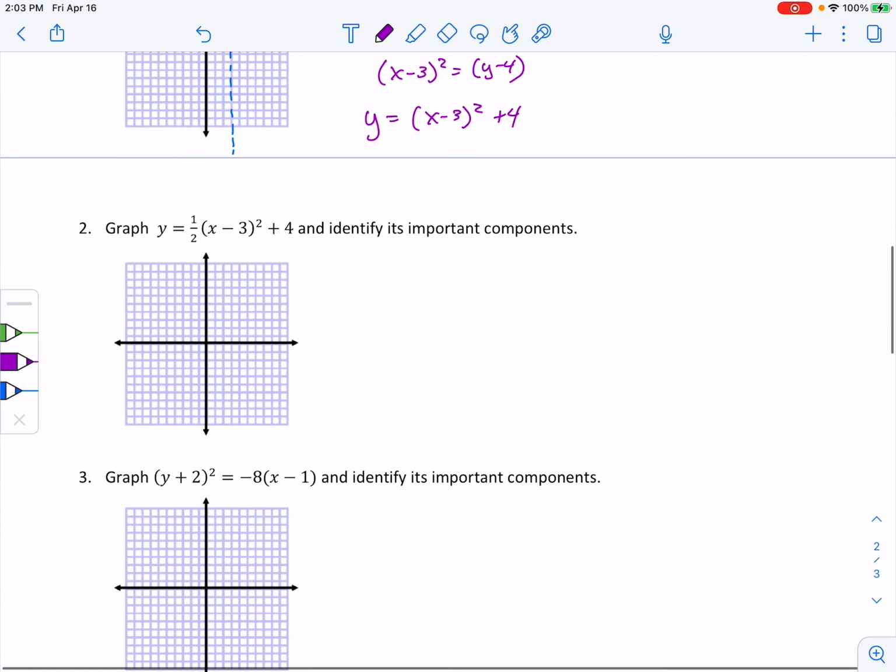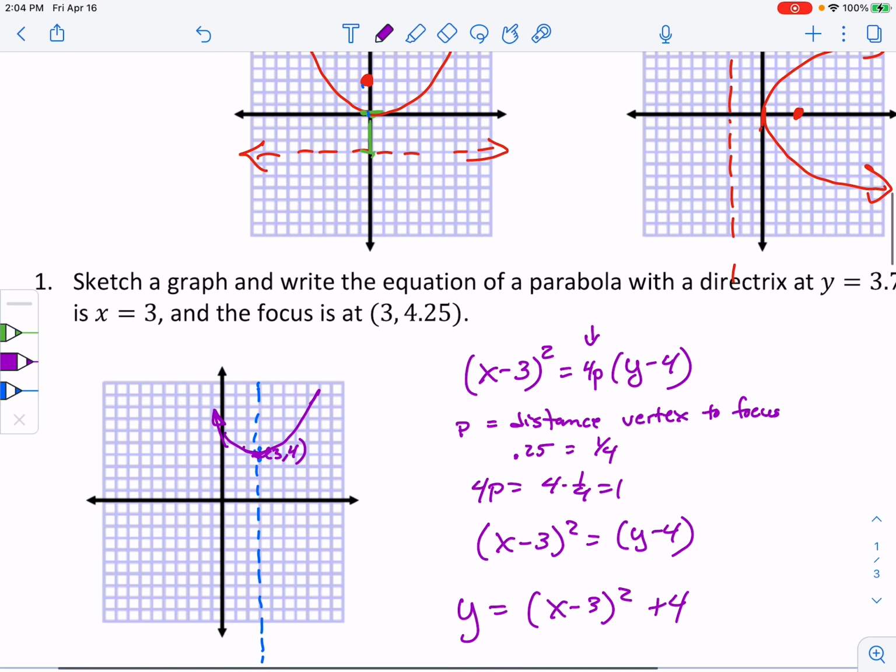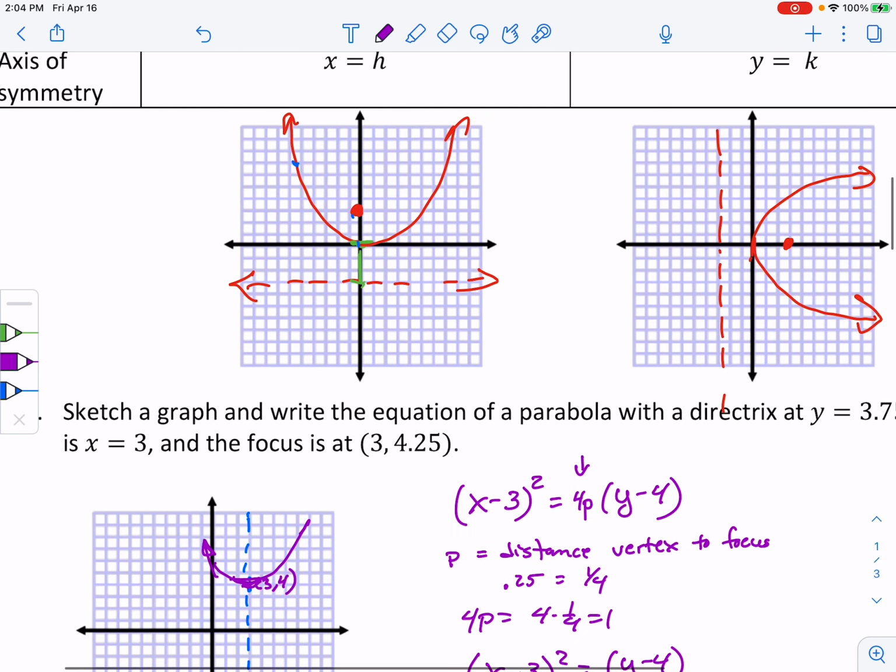All right, let's do another one. Identify the important components. The important things we need are the vertex, the focus, the directrix, oh, I know what the latus rectum is. I remembered the latus rectum. It's the distance from here to here. This is LR. You go through and the points on the end of it. So if you go up to your focus and then over 2 this way and over 2 that way, because let's say it was 4, you've got points for your graph.